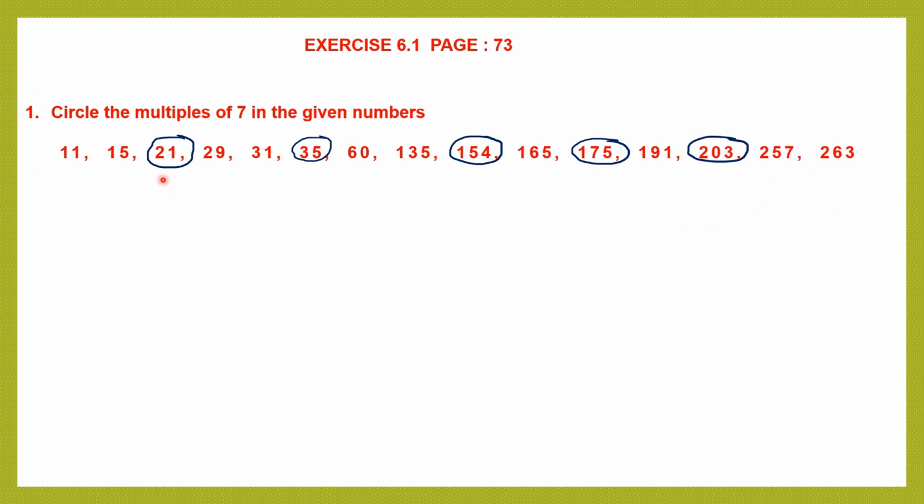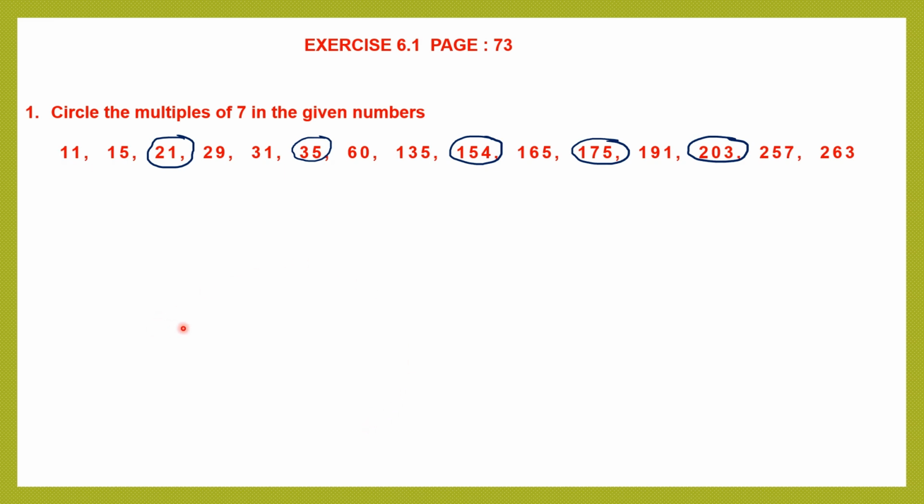So all the numbers that we have circled here are the multiples of 7: 21, 35, 154, 175 and 203. The next question is match the items in column 1 with the items in column 2. So let's see the columns. So here we have column 1 and here we have column 2.